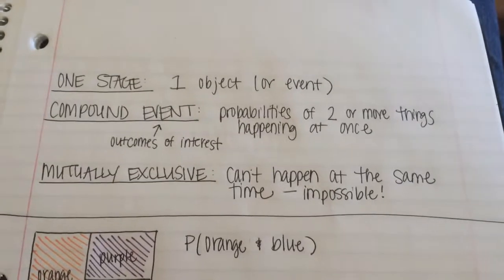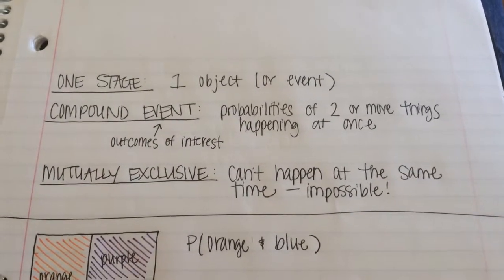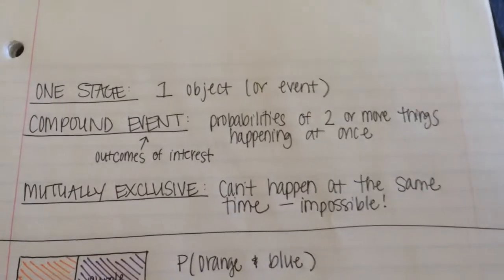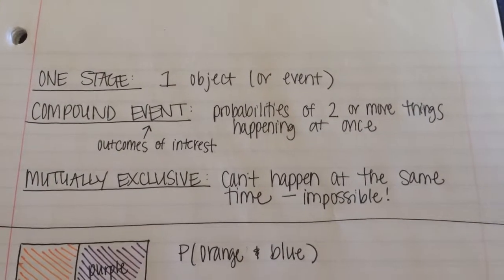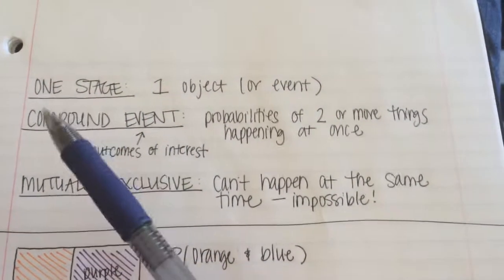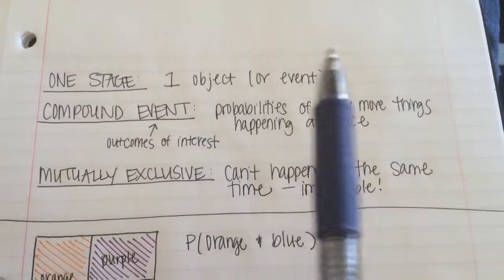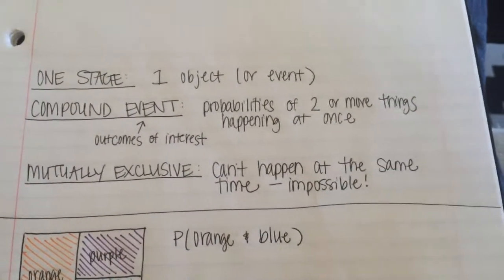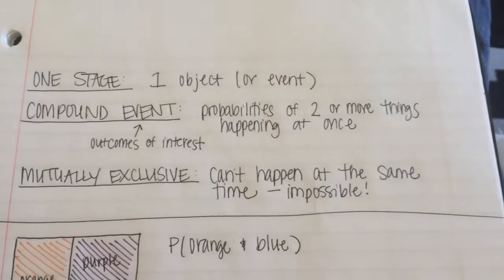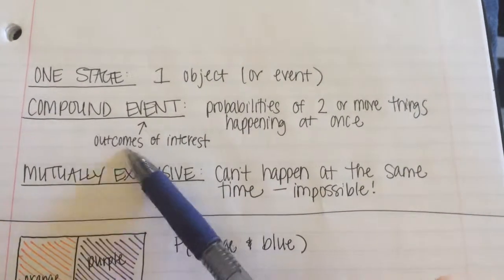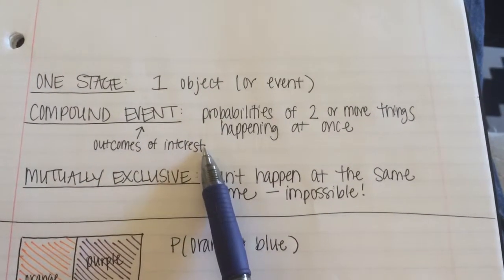Today I'm going to talk about the probability of getting a one-stage compound event that's mutually exclusive. First I wanted to go over some of the definitions. A one-stage event would be one object or event, like just flipping a coin or rolling a dice, with one object or one action. An event is the outcomes of interest we're looking for.